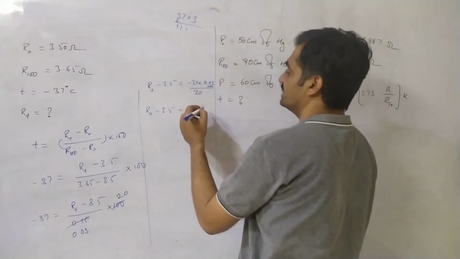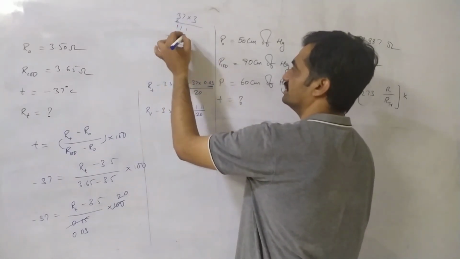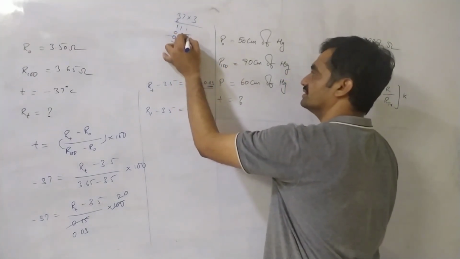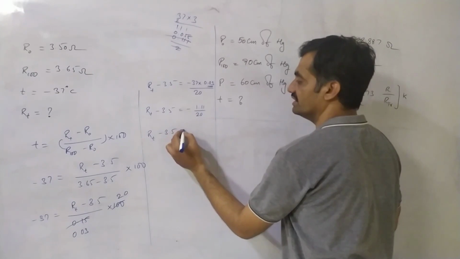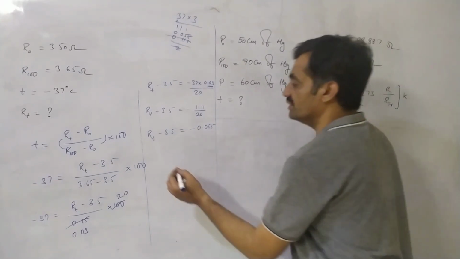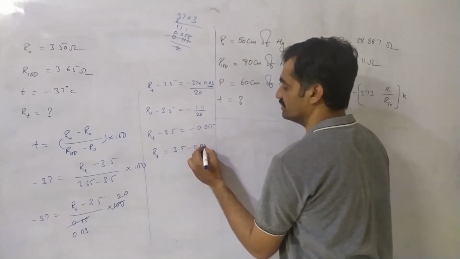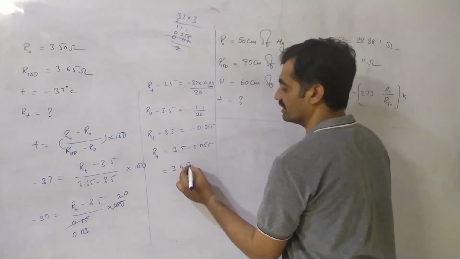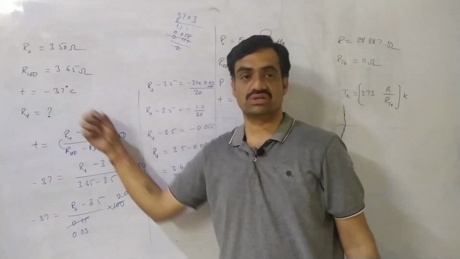Or we can represent it as 0.111 by 2. When we divide this, we get 0.05, and 5 is a 10, again it continues to 0.05. So R of T minus 3.5 equals minus of 0.055. Based on that, the resistance at the given temperature is 3.5 minus 0.055, which can be represented as 3.455. So this is the resistance at this temperature.